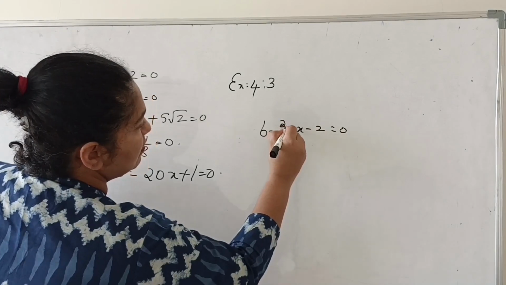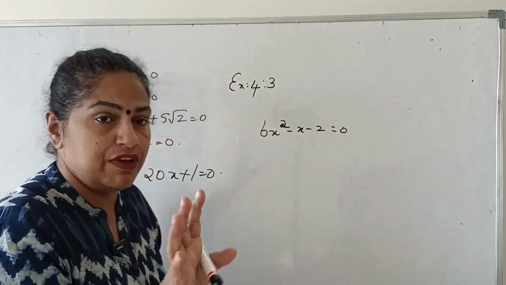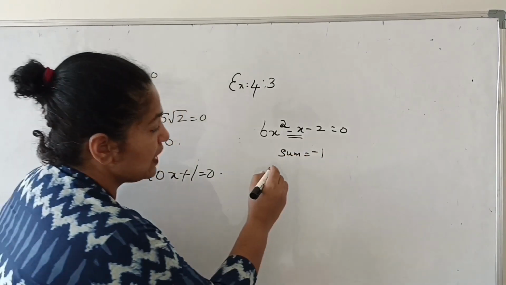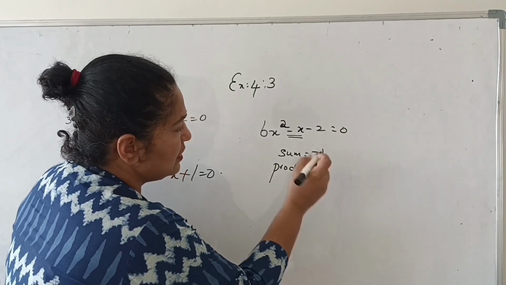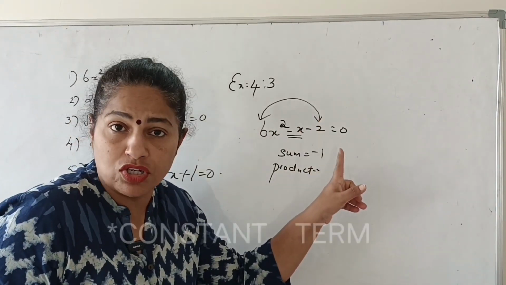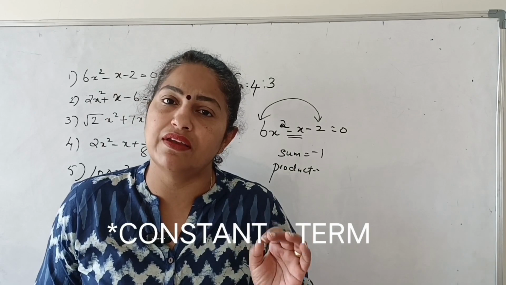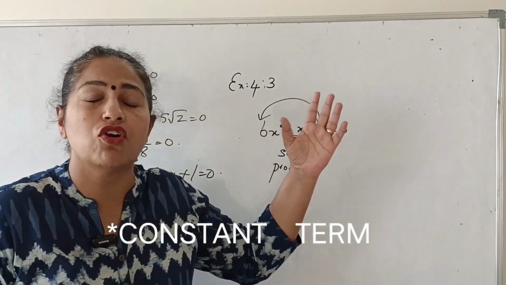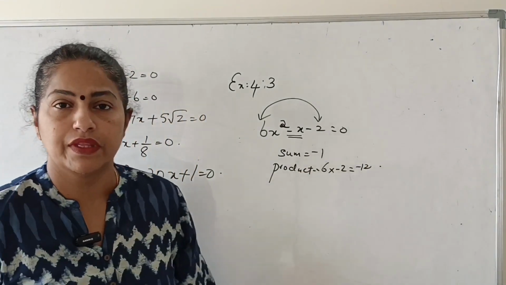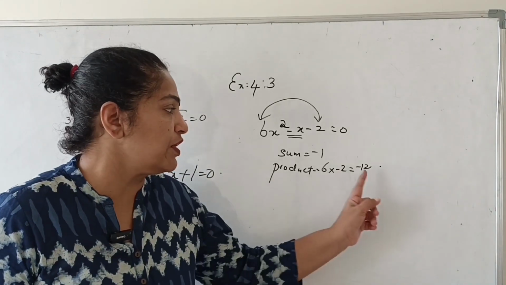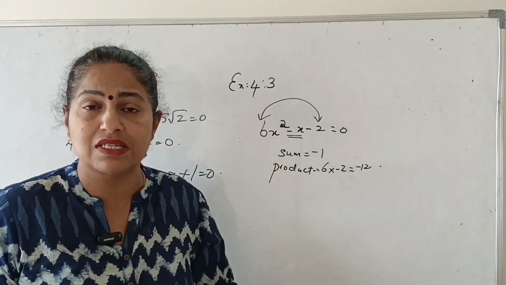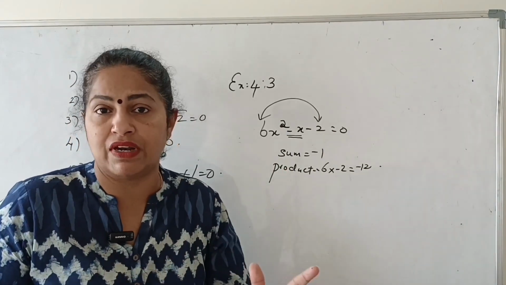This is our equation. We find 2 numbers in such a way that the sum is minus 1 and the product is the product of the coefficient of x square and the constant factor. If the coefficient of x square is 1, you take only the constant factor, right? So you get 6 into minus 2 is minus 12. Okay. So we need to find 2 numbers that will give you a product of minus 12 and a sum of minus 1. So let me break down minus 12 into its component factors and see which pair will give me minus 1 as a sum.